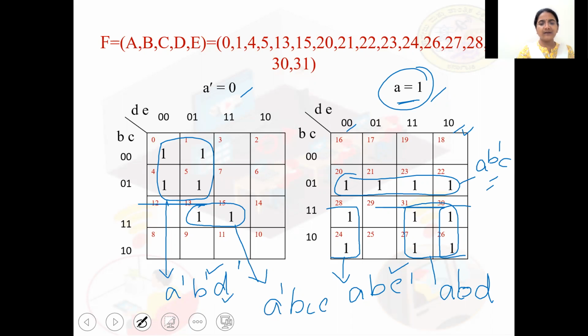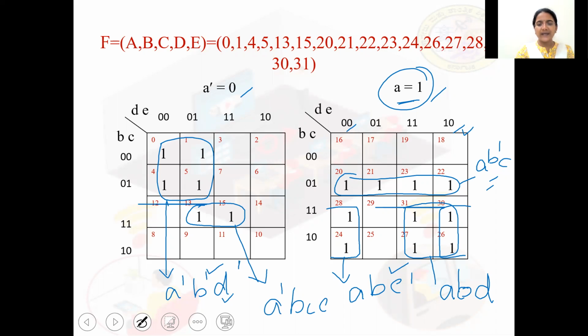This 13, 15 can be grouped with 31, but 13 can also be grouped with 5. But we should not leave this minterm, which is essential. So we have to include this A bar B C.